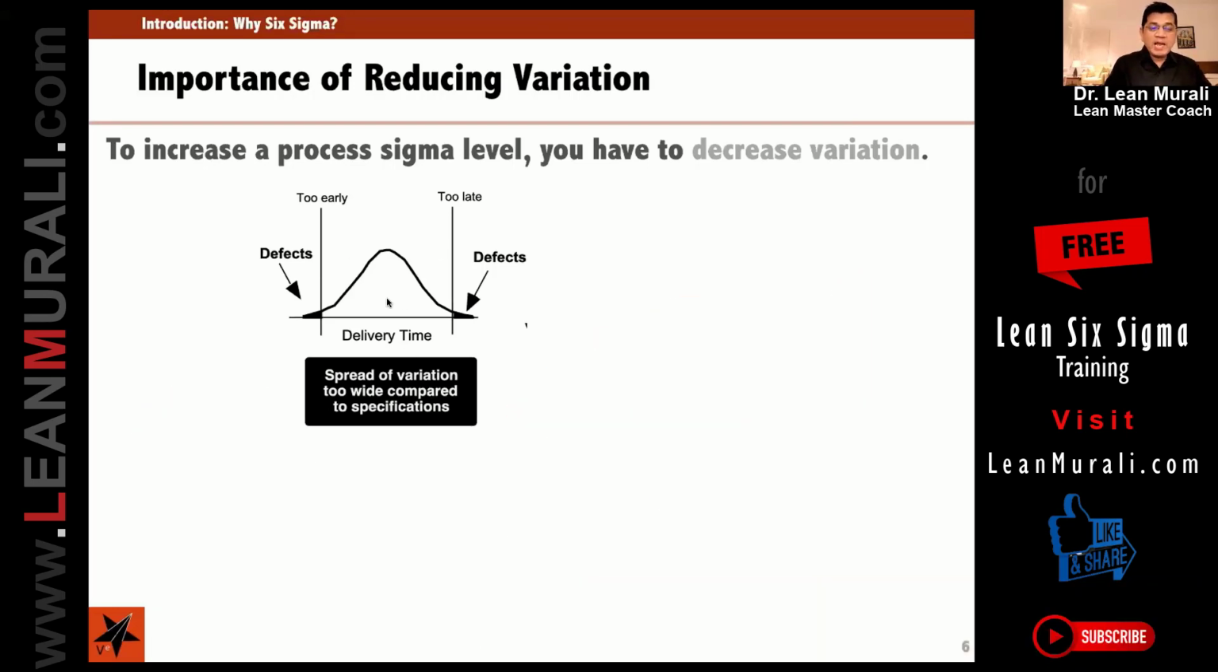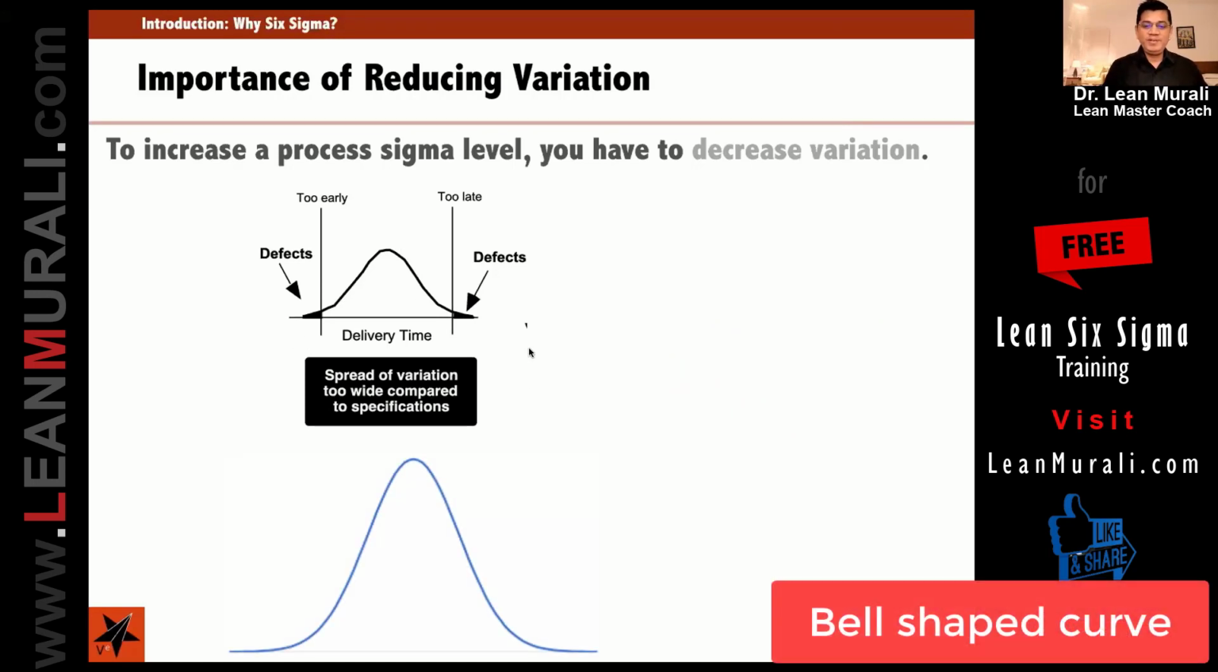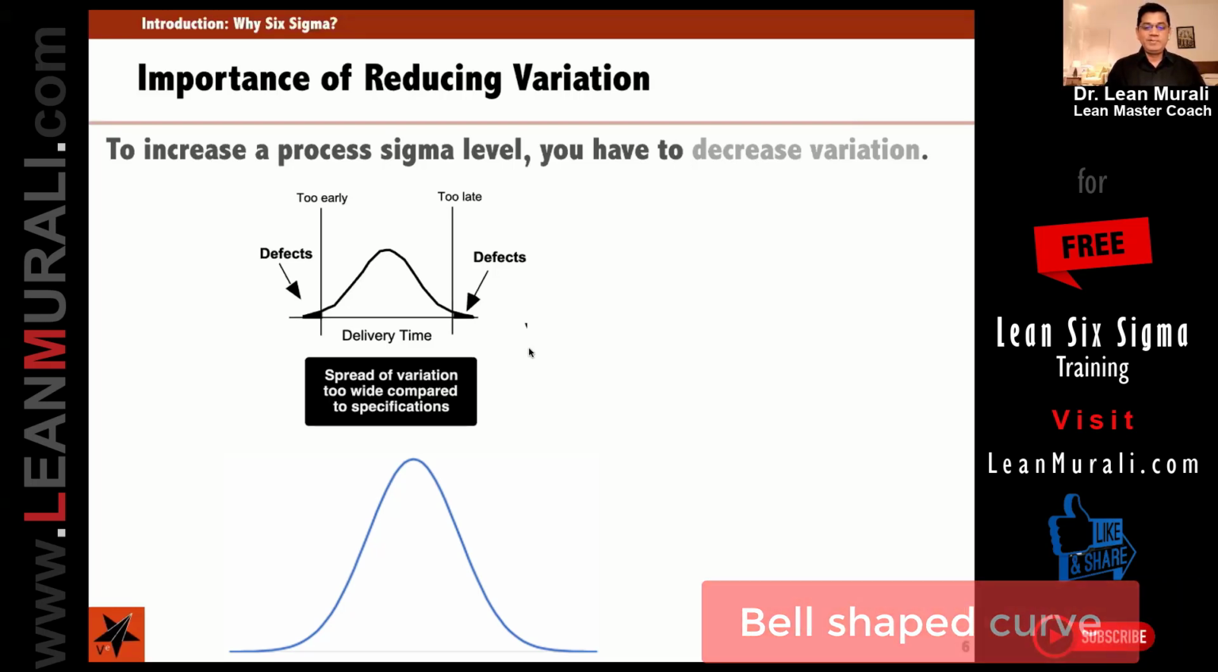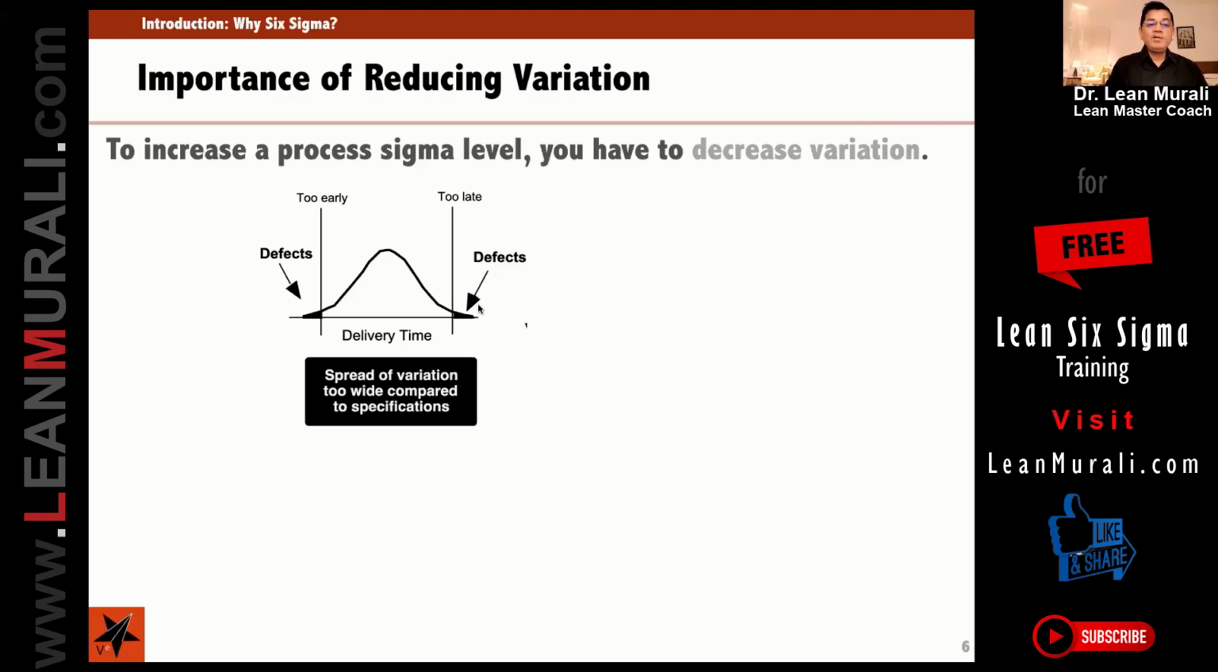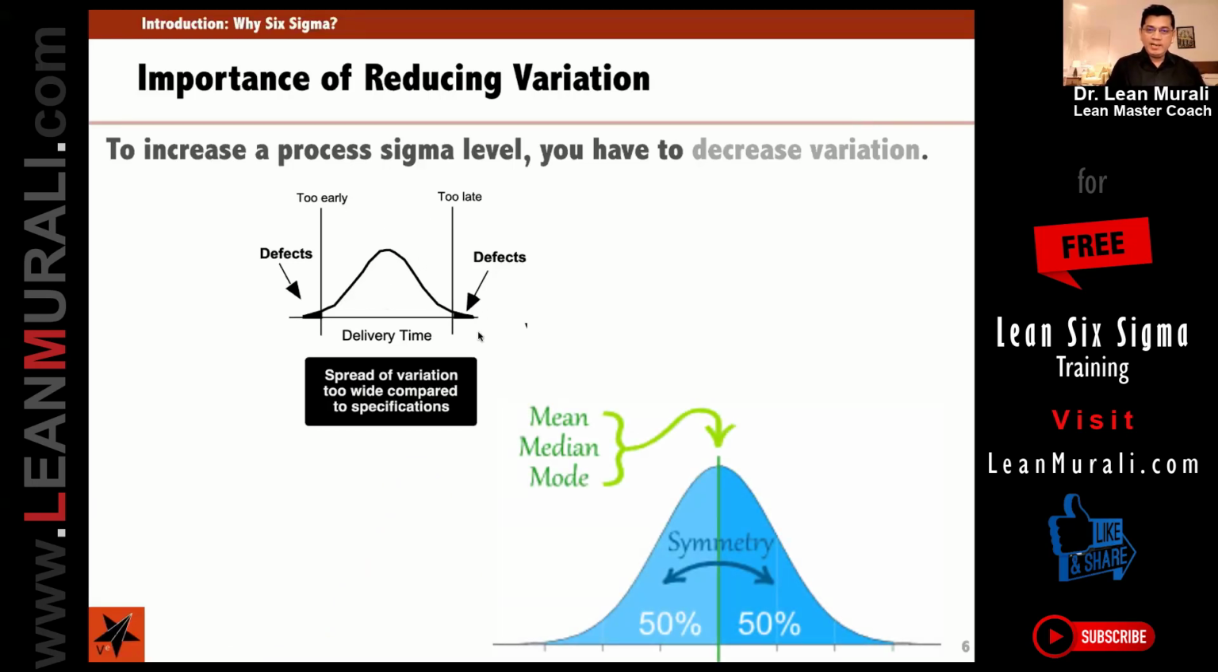So in this graph, you can see a hill-like structure. This is called a bell-shaped curve. Okay. What is BSC? Bell-shaped curve. Now this bell-shaped curve is like a hill, right? Or a reversed bell. The top means this is the point where most of the occurrences have happened.